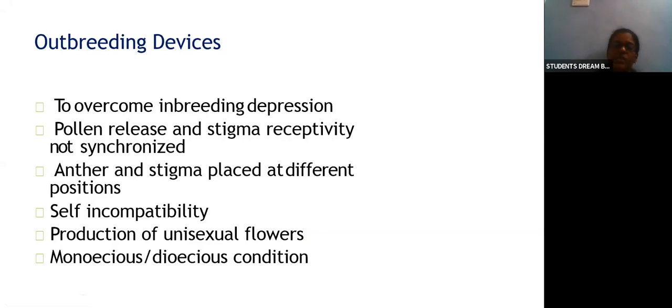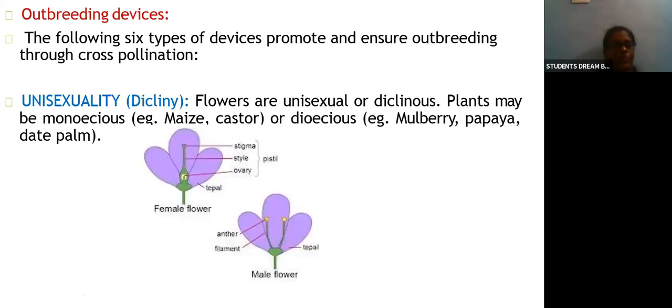Okay, likewise similarly we have monoecious dioecious conditions. Okay, so monoecious na enna, both male and female flowers will be present in the same plant. Okay, dioecious na vandu the stamen will be present in one flower, the pistil will be present in another flower. Okay, so these are the various outbreeding devices. We'll see about them one by one now.